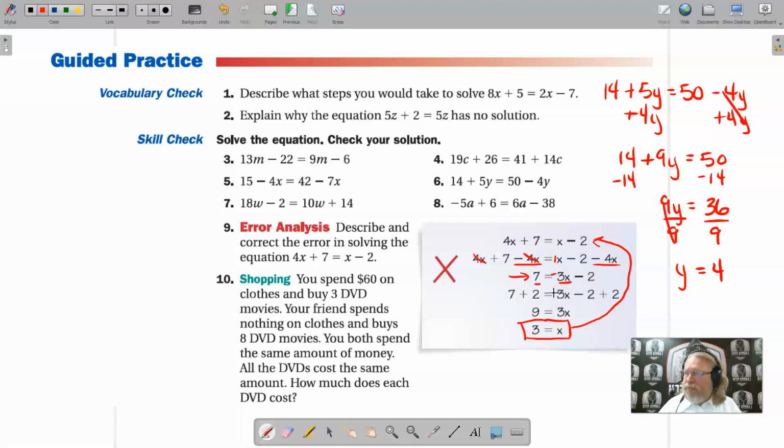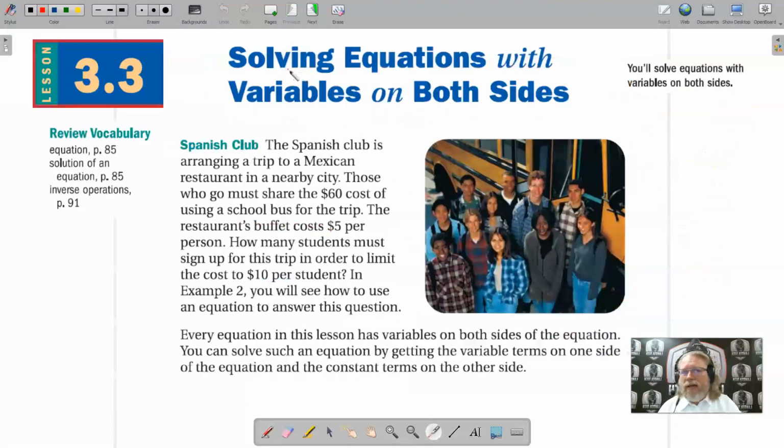All right, so that is all of my examples and instruction for lesson 3.3, solving equations with variables on both sides. Thank you.